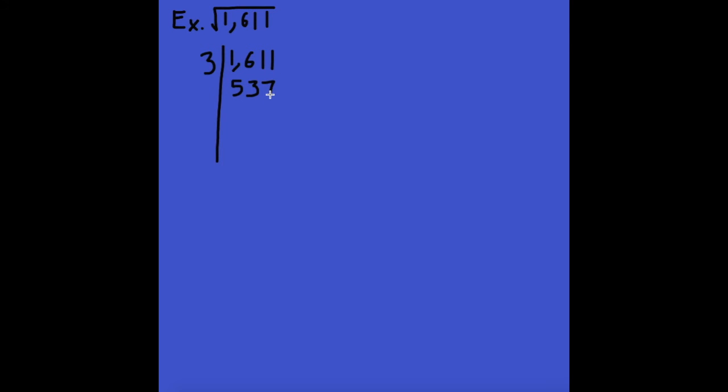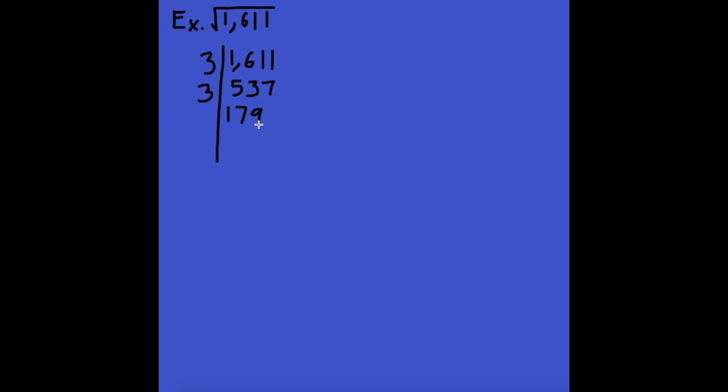Then, we see which prime factors go into 537. 2 doesn't go into 537. However, 3 does go into 537. The components of 537 are 5, 3, and 7. 5 plus 3 plus 7 equals 15, and 15 is divisible by 3. Therefore, 537 is divisible by 3. We write 3 on the left side of the line. 537 divided by 3 is 179.